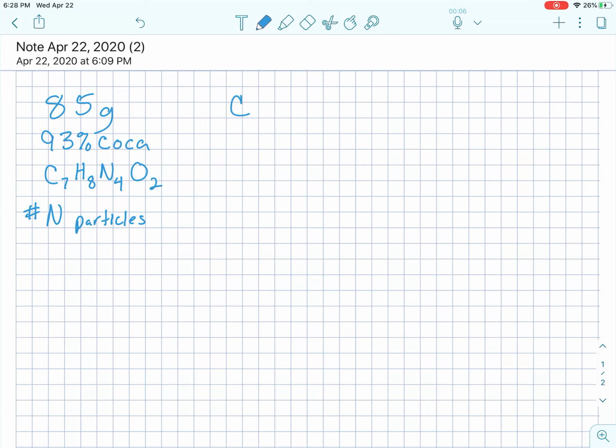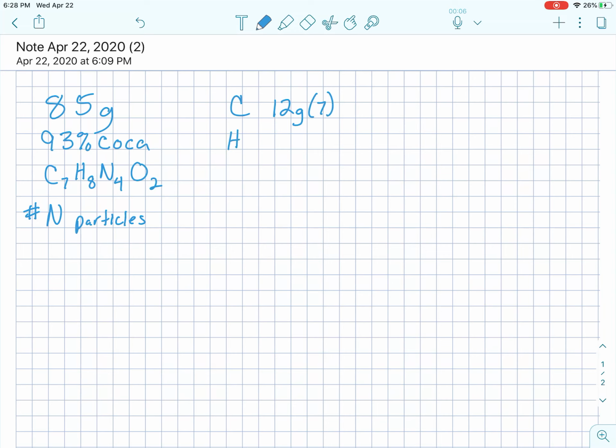So carbon, I know that my carbon is going to be 12. I'm going to use the periodic table, look at the molecular weight. Normally that would be 12 AMU for one individual atom of carbon, but since we're talking about molar mass, it's going to be 12 grams.